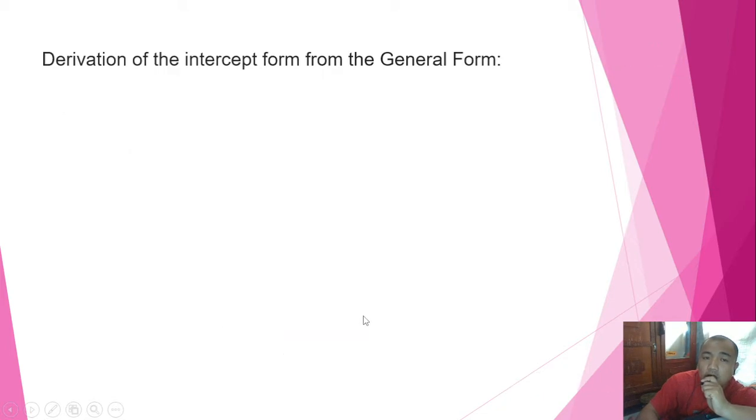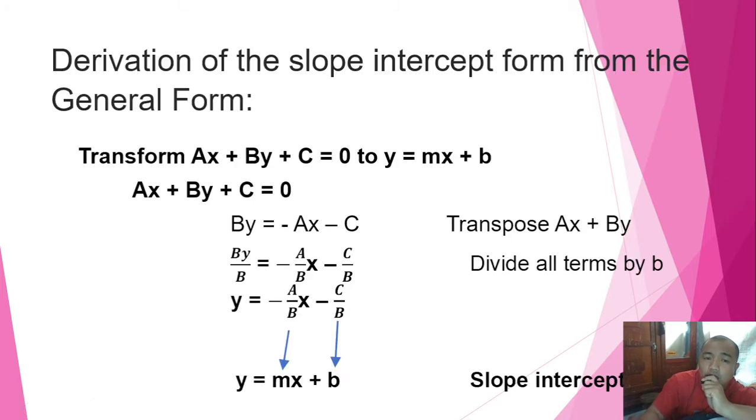So from here, we can now have our formula for slope, negative a over b, and for y-intercept, negative c over b. Right? So given the general form ax plus by plus c equals 0, we can now solve its slope, negative a over b, and for y-intercept, negative c over b. There is still something missing, the x-intercept.